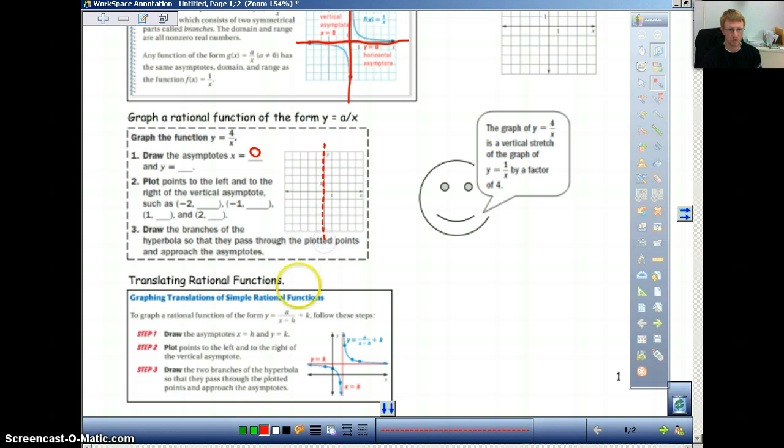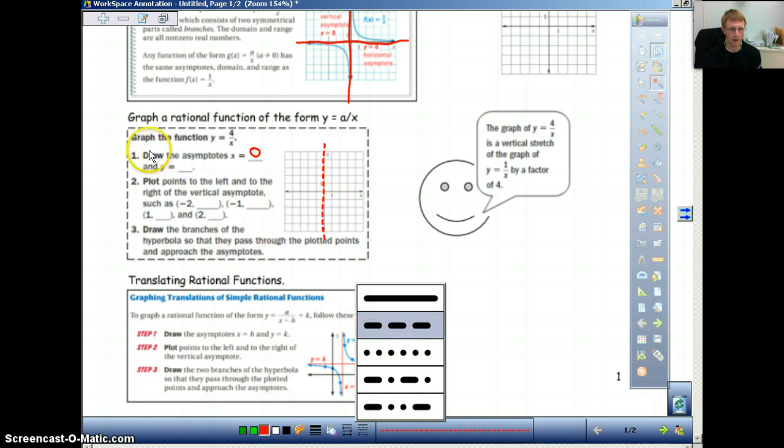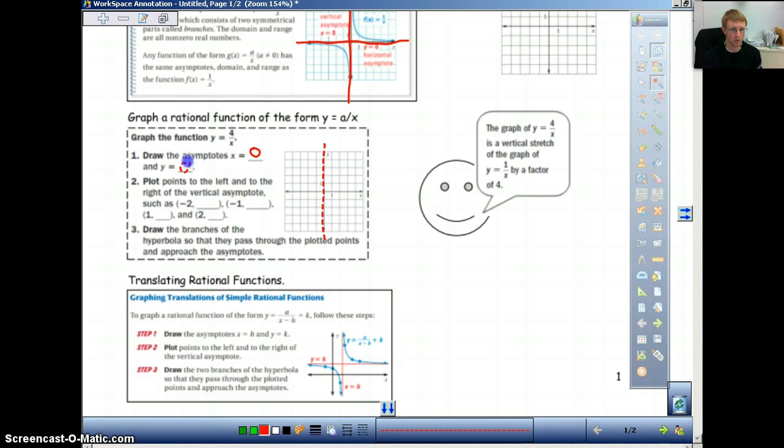Okay, so there's my vertical asymptote. And then our y is going to be 0. That's going to be our horizontal asymptote. Okay, and then I'm going to plot that, which is going to be right here. That's our horizontal asymptote.